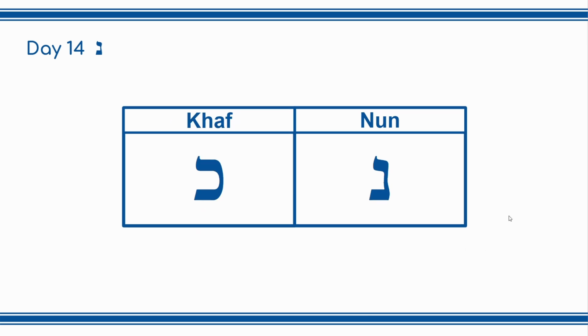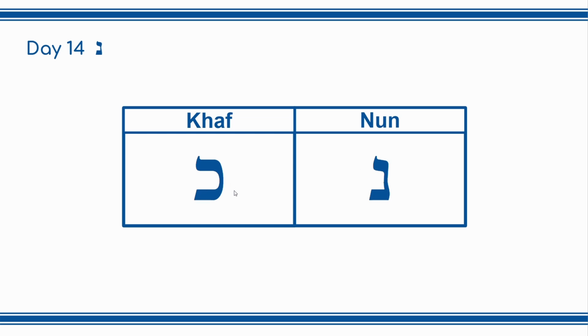Now, you may also get Nun confused with the letter Chaf. So when Chaf doesn't have the dot, that's when you may get it mixed up with Nun because it doesn't have the dot. But if it does have the dot, I don't think you might get it mixed up with Nun because it has the dot and Nun doesn't have a dot. So it's usually the Chaf one which you may get it mixed up with.